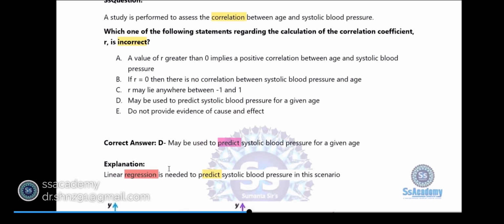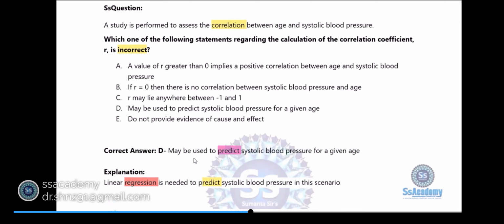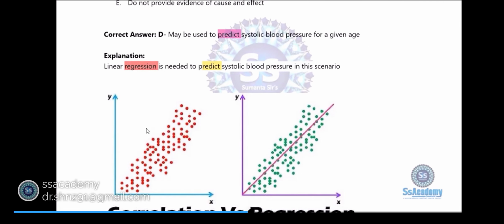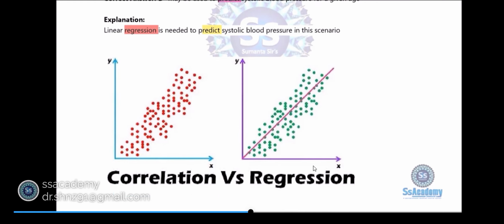So regression is a prediction. I said the correlation, remember, the correlation is an association and regression is a prediction. So prediction can be done by the regression or linear regression. Now the correlation coefficient only shows the associations, so linear regression is needed to predict. So correlation versus regression. So this is the correlation and this is regression.